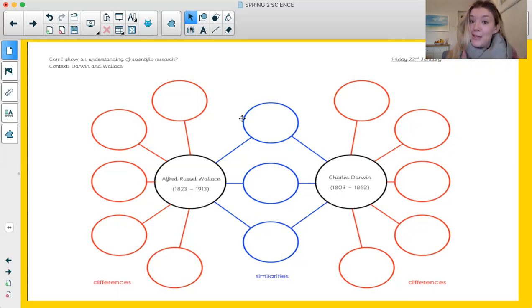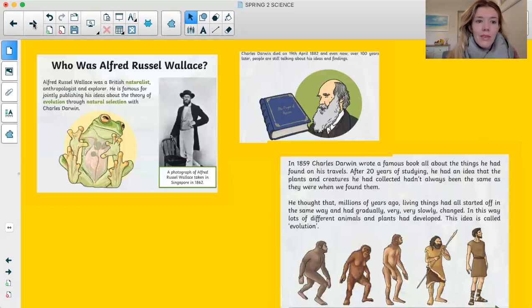But first, we need to find out a little bit more about these scientists so that you have lots of information to fill in. I'm just going to do a really brief overview, and then we've given you all of the links so that you can complete your own research through the secondary sources. But first off, who was Alfred Russel Wallace? We don't really hear so much about him. We hear so much about Charles Darwin.